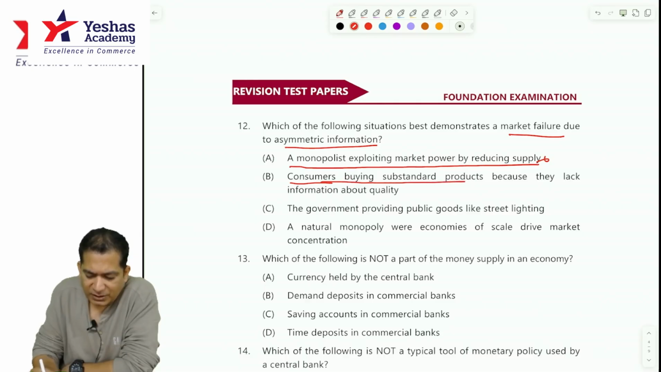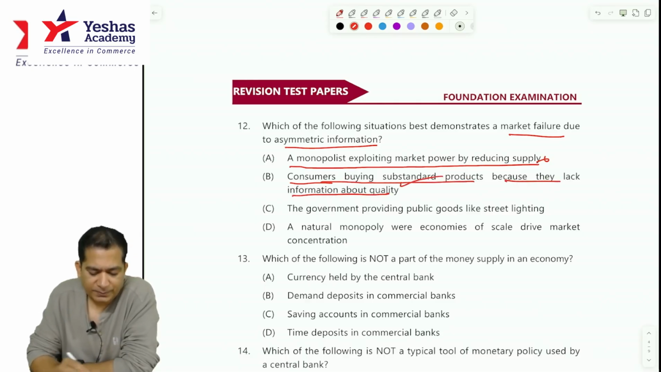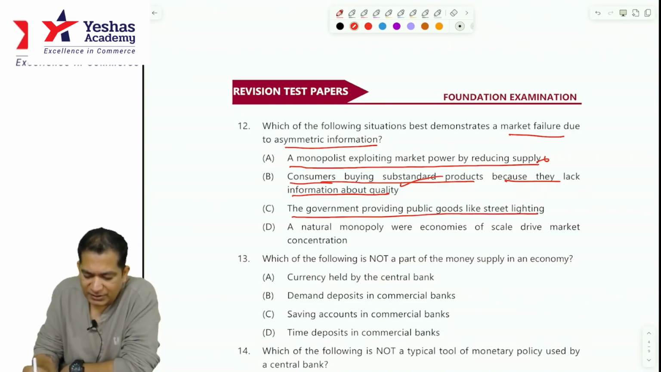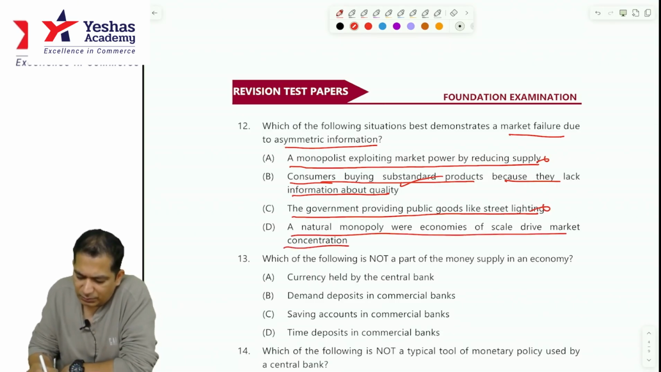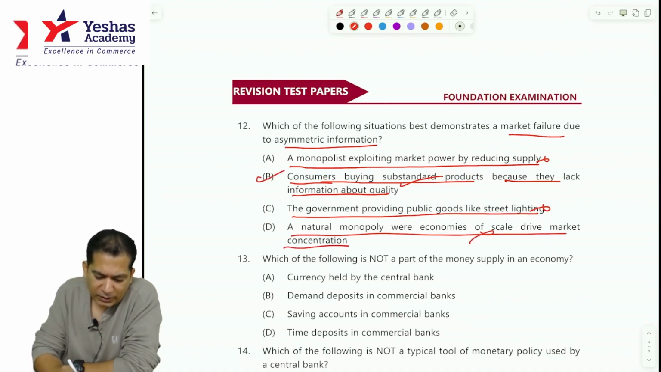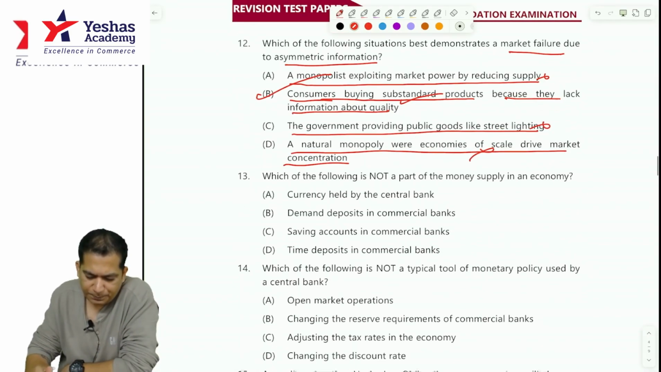Consumers buying substandard product because they lack information about quality. Yes, this would be the answer. The government providing public goods like street lighting. No. Natural monopoly, where economies of scale drive the market concentration. The answer is no. So correct answer is option B.